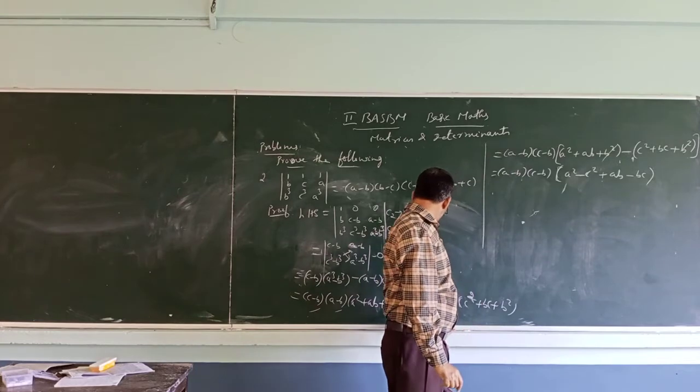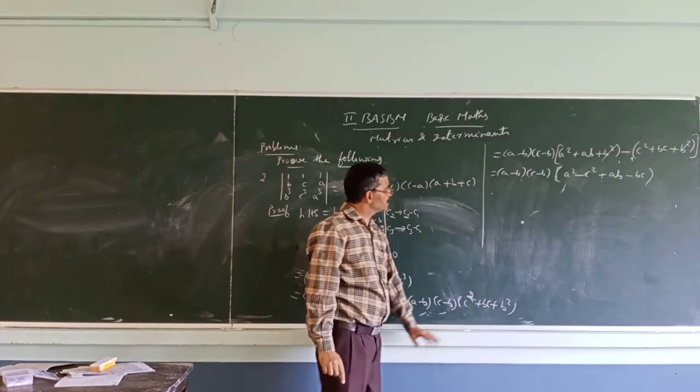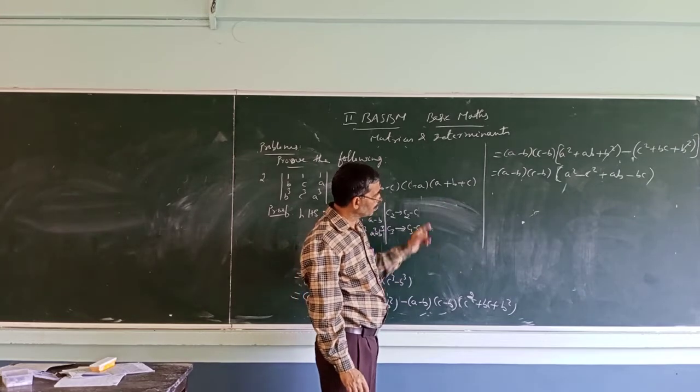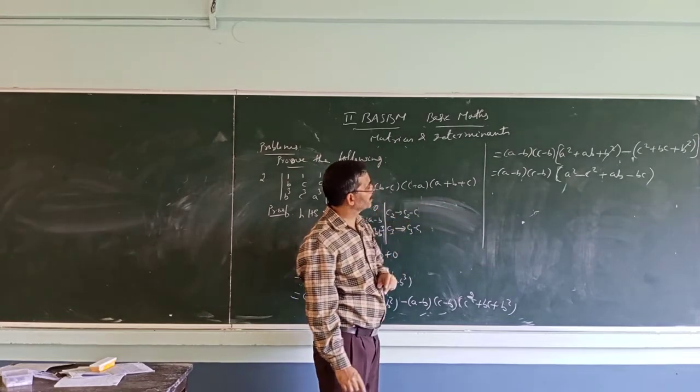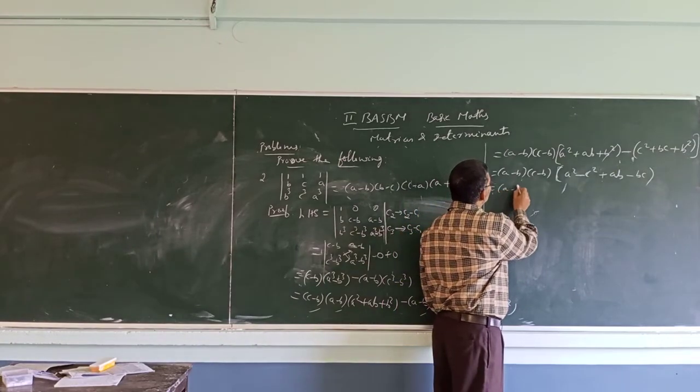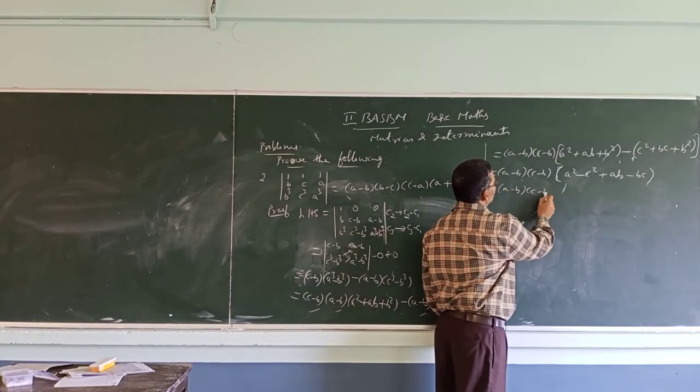So what is required for us? What is required for us? C minus A. See, we want C minus A. Okay, let us get the C minus A now. Equal to A minus B into C minus B.